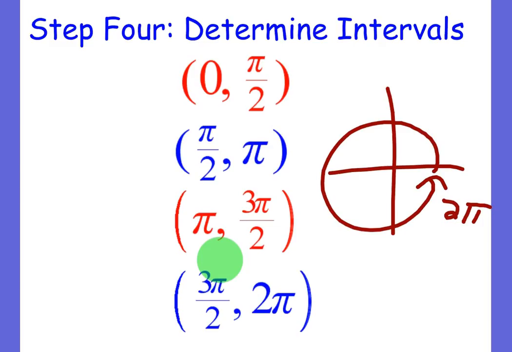for our intervals of concavity. So we're going to go from 0 to pi over 2, pi over 2 to pi, pi to 3 pi over 2, 3 pi over 2 to 2 pi.